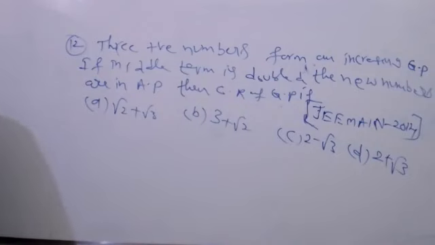Sir, in this question, only the middle number is doubled, right? Nothing else has changed. First and third are the same. Yes. 2B is equal to A plus C. A, 2AR, AR square are in AP. Then 2B is equal to A plus C.